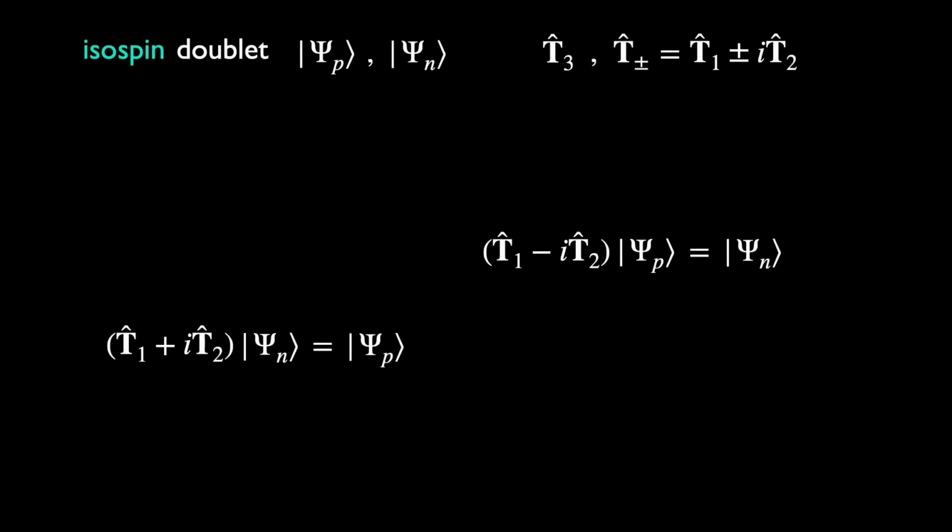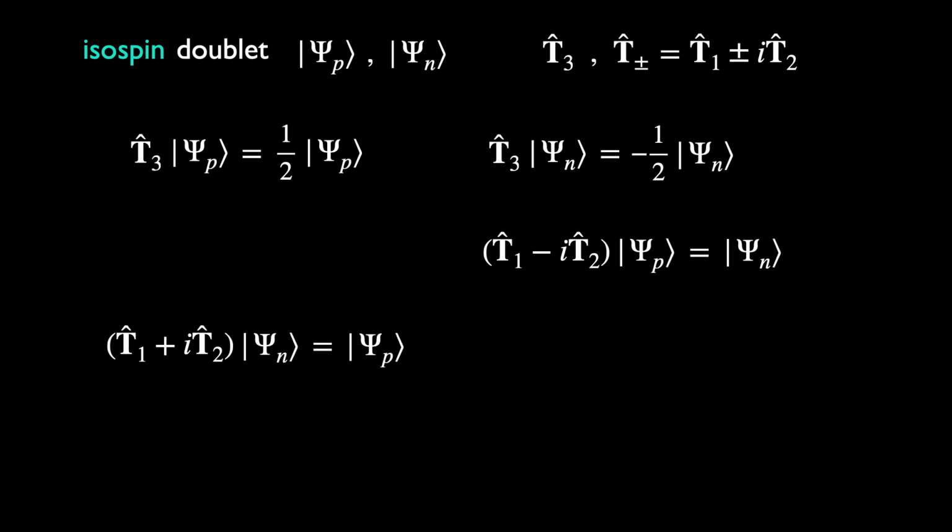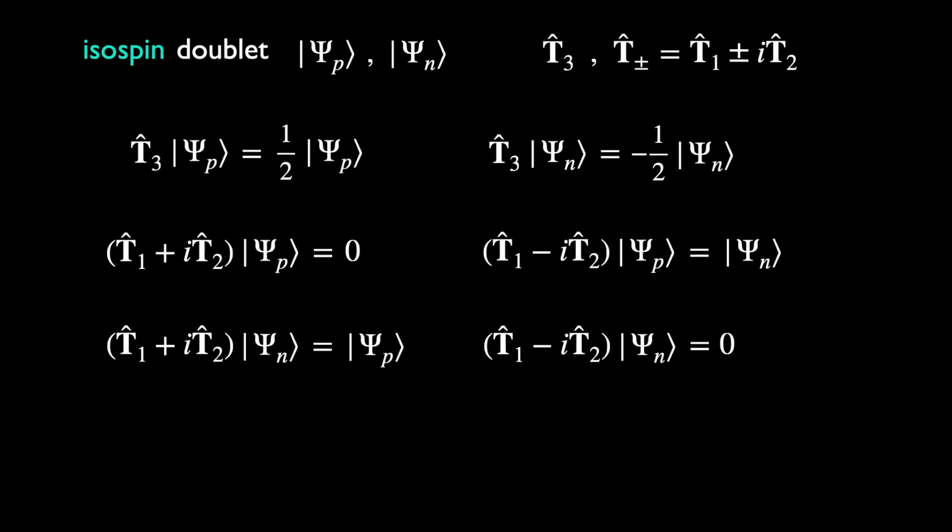Here's a quick summary of all the results on the isospin doublet. The basis states of the doublet are eigenstates of the third component of isospin, while the ladder operators transform between basis states. These are the exact replica of our results from the spin-half doublet of angular momentum, which is to be expected since they are both representations of SU(2).